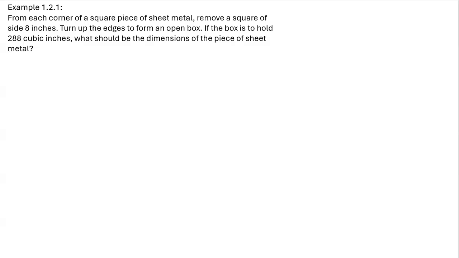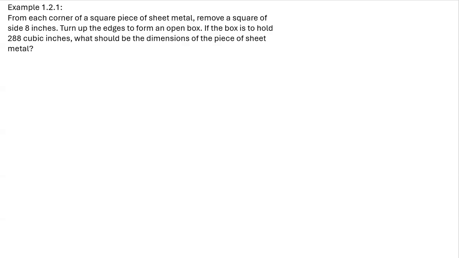Okay, so this problem is in section 1.2, which is talking about quadratic functions. The question says, from each corner of a square piece of sheet metal, remove a square of side 8 inches, turn up the edges to form an open box. If the box is to hold 288 cubic inches, what should be the dimensions of the piece of sheet metal?